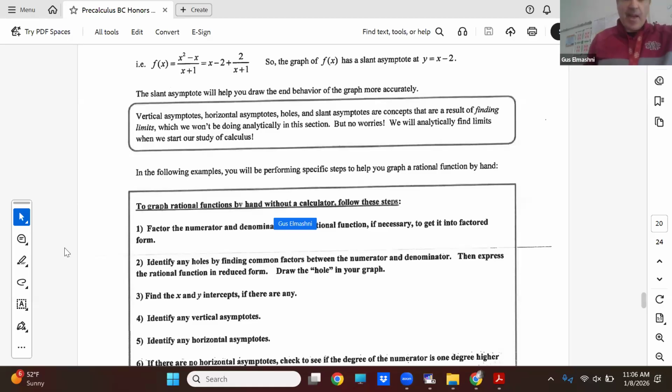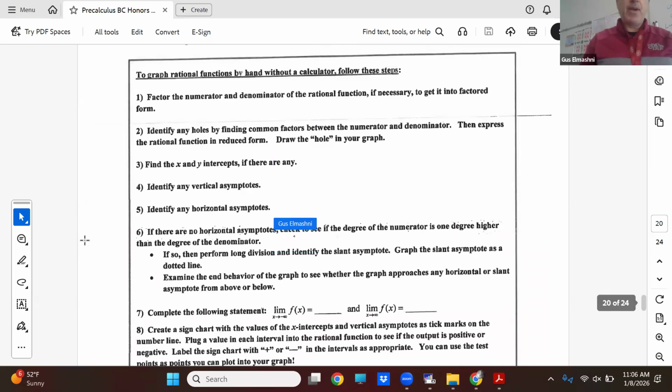Yes, and we are starting our study of calculus. There we go. Great. So just some things to keep in mind when you graph rational functions.